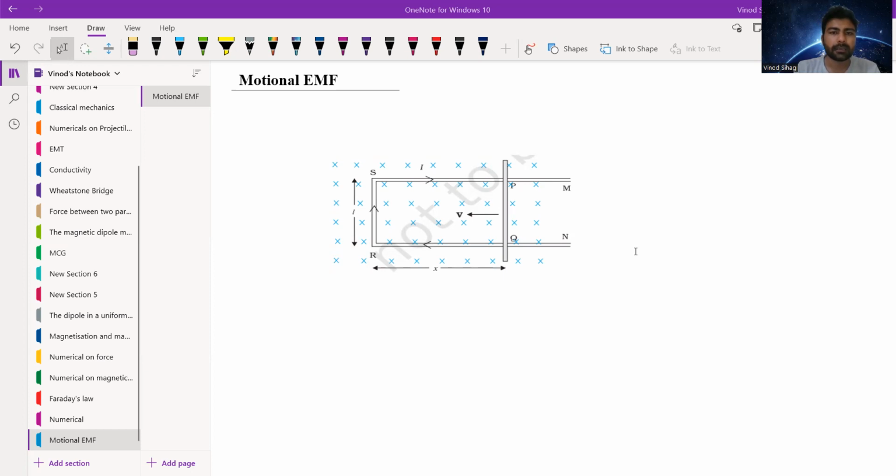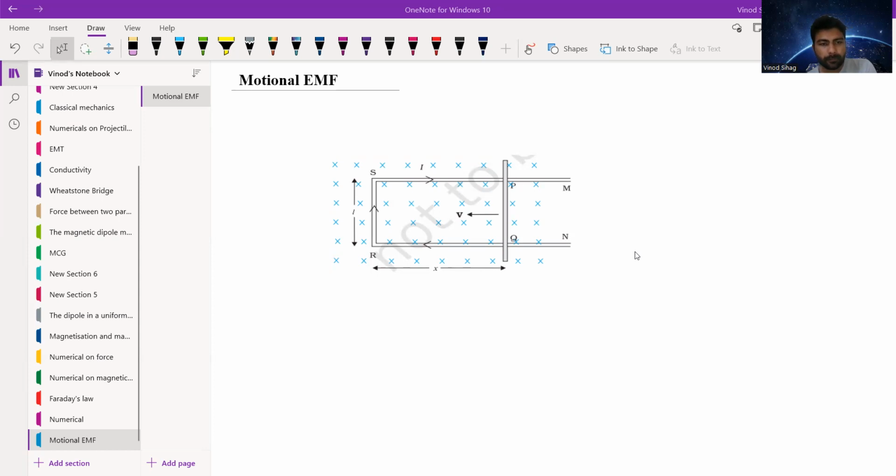So we are assuming here that there will always be a loop. The loop will be called PQRSP. This will be the loop at any time because the conductor PQ will be moving towards the side RS, so at the end it will make a rectangular loop. As a result of the motion of the conductor PQ, we are going to get one induced EMF. And if the induced EMF is there, obviously there will be induced current also.